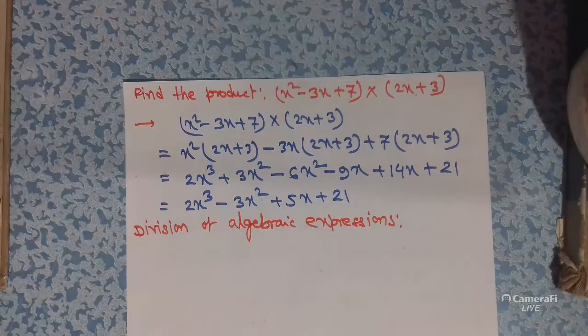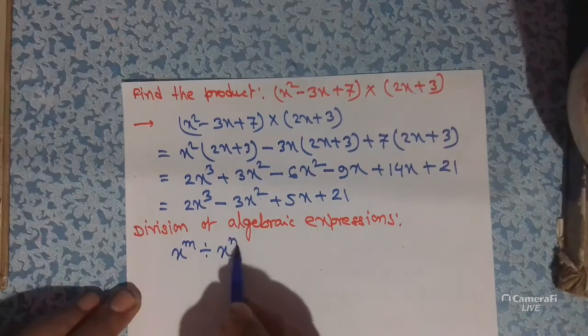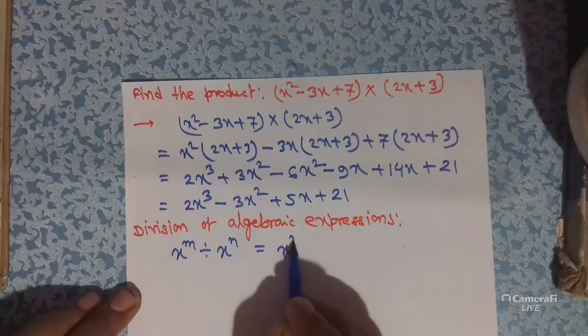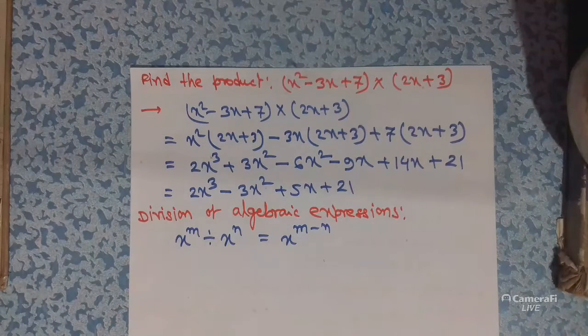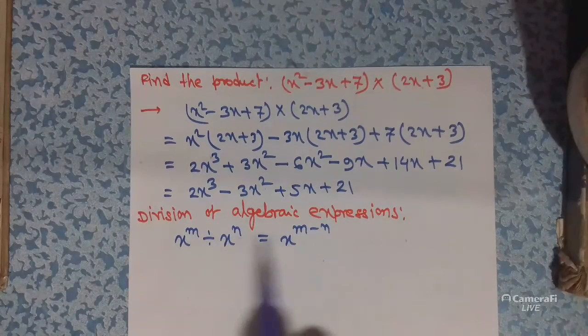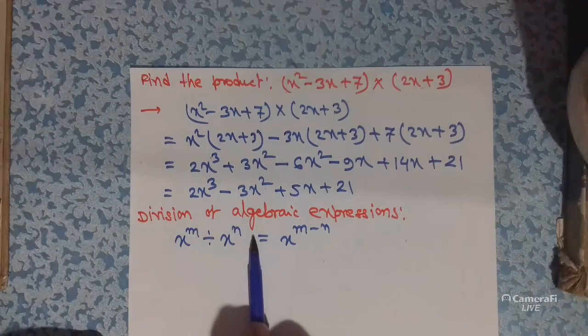So to divide some algebraic expression, we must remember one formula, that is x to the power m divided by x to the power n is equals to x to the power m minus n. It is only applicable if the bases are same. Both are x but the powers are different.